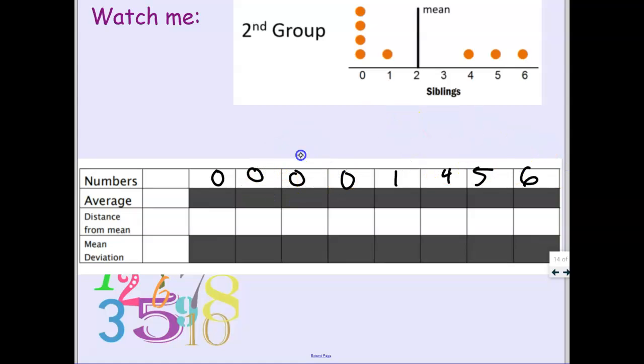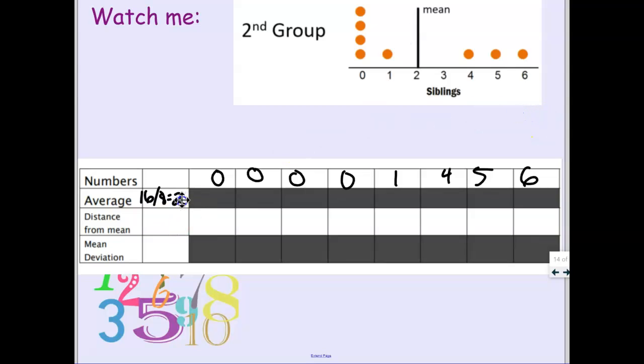Okay, let's find the average. 0 plus 0 plus 0 plus 1 plus 4 is 5, plus another 5 is 10, plus 6 is 16. And we know this already that, surprise, surprise, when we divide by 8, we're going to get 2. We knew from the beginning they had the same mean of 2, but I just wanted to review how to do that.